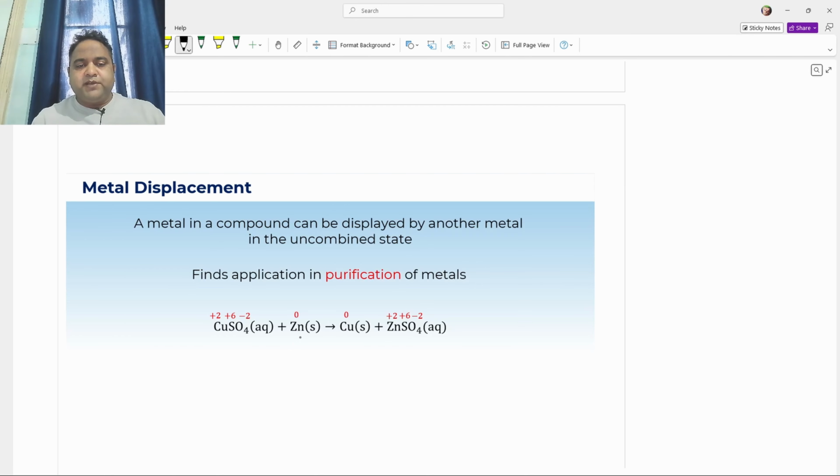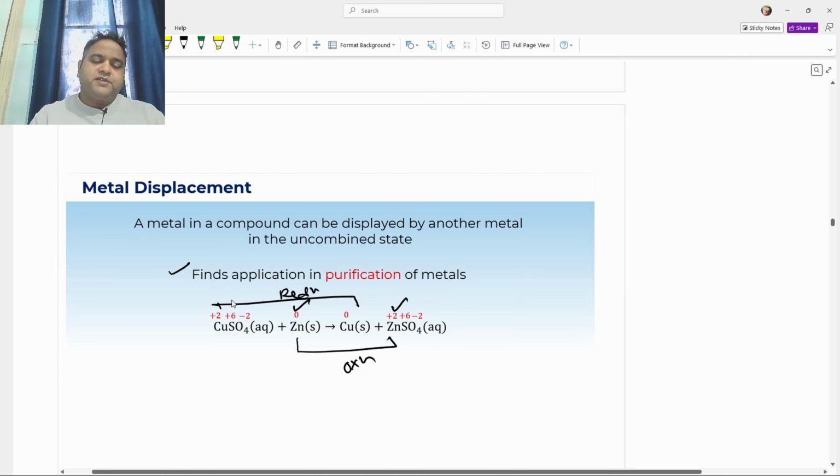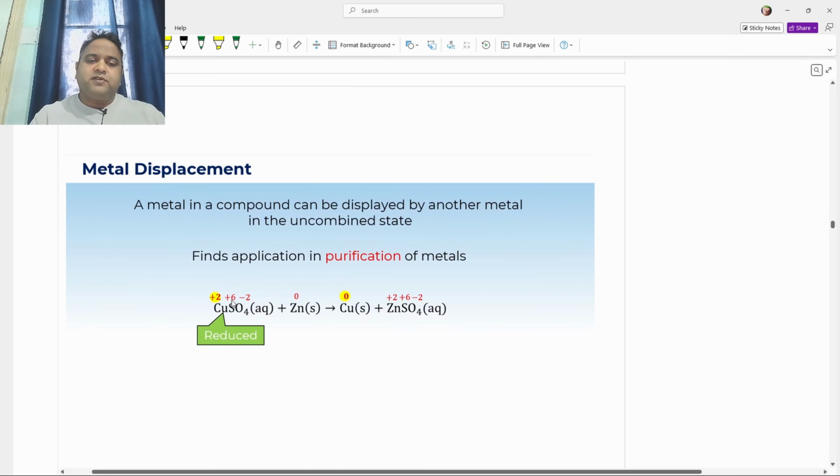Let us take the example of zinc and copper sulfate. Zinc is having 0, right hand side having +2. It's a case of oxidation. See, the copper is going from +2 to 0 on the right hand side. So that is the example of reduction. Displacement reaction can be metal to metal, maybe non-metal to non-metal.